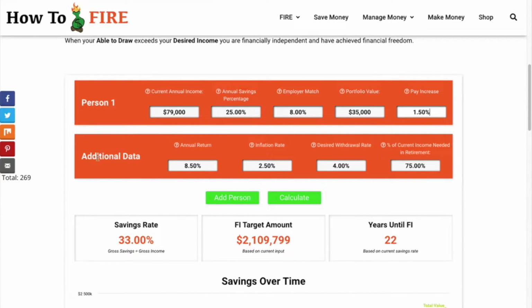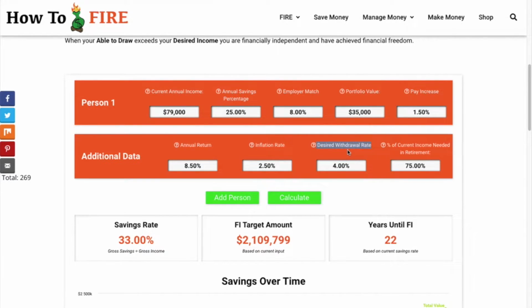Moving on to the next row, additional data. A lot of the data in this row is going to be automatically inputted for you, but you can go ahead and change it. The annual return is set at 8.5%. Now you can lower that or increase it based on what your estimations are. The inflation rate is currently set to 2.5%. Also, you can change it.